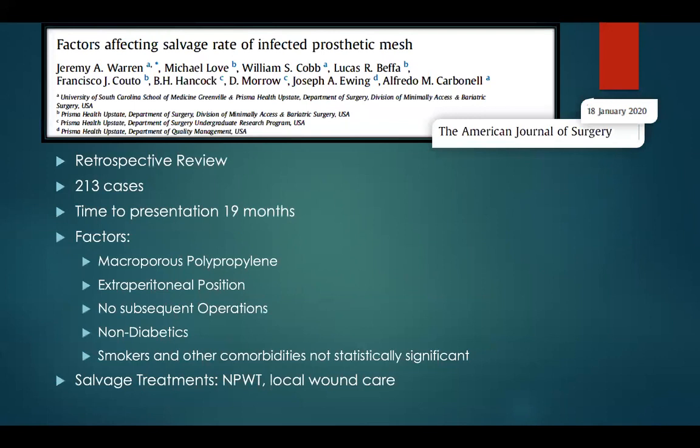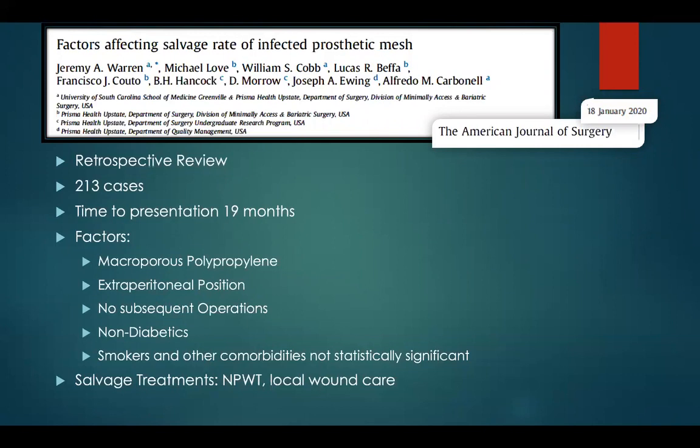So Dr. Carbonell just recently published his 213 cases just this year, a retrospective review, consistent with what Dr. Roth was seeing in a 19-month time to presentation. Factors that promoted the ability to salvage the mesh included a macroporous polypropylene. We've discussed this before. We know that porosity is a factor. Do remember that those lightest weight meshes can result in central fracturing, and certainly in the face of infection that has a more likelihood to occur. Now that's only affecting recurrence, but it just needs to be considered.